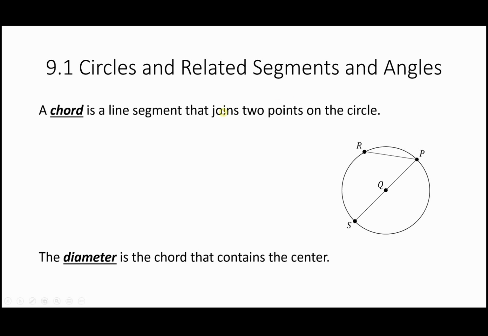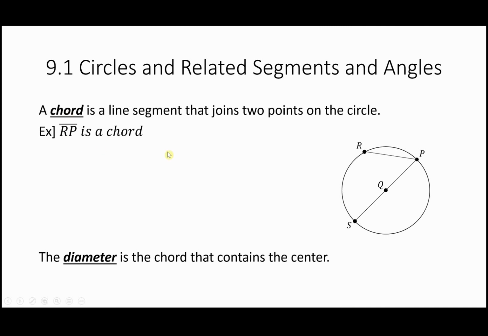For instance, let's define what a chord is. A chord is a line segment that joins 2 points on a circle. Okay, so that can be either RP is a chord, SP is also a chord, but it's a special kind of chord called a diameter. A diameter is a chord that contains the center. So now, underneath each of these defined terms, we can redraw this figure, or just draw it once and refer to a chord.